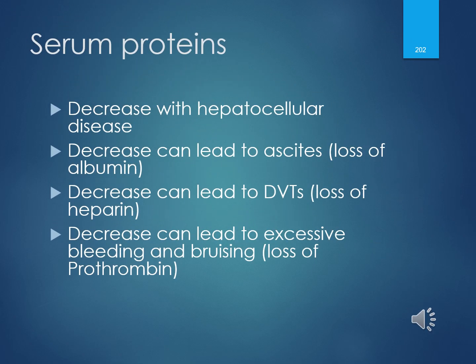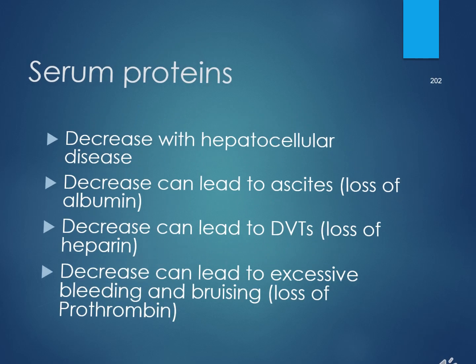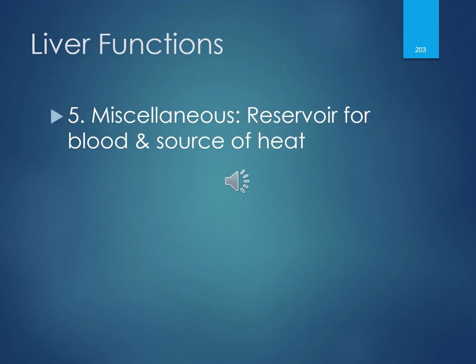So serum proteins are those proteins that are in the blood as produced by the liver. The decrease with hepatocellular disease will be seen within the blood. So that decrease can lead to ascites because of loss of albumin. Decrease can lead to DVTs due to loss of heparin. And decrease can lead to excessive bleeding and bruising from loss of prothrombin. Finally, the liver is a reservoir for blood and a source of heat. Spleen is also a reservoir for blood, remember?